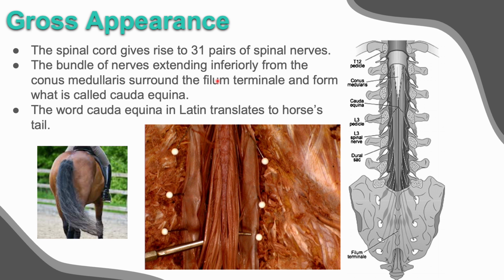The spinal cord gives rise to 31 pairs of spinal nerves. The bundle of nerves extending inferiorly from the conus medullaris surrounds the filum terminale and forms what is called the cauda equina. The cauda equina, in Latin, translates to horse's tail. So this right here is the cauda equina, and we can see here that it resembles or looks like the horse's tail.